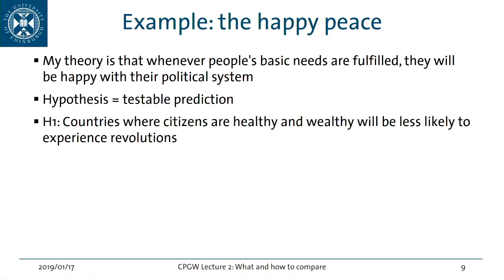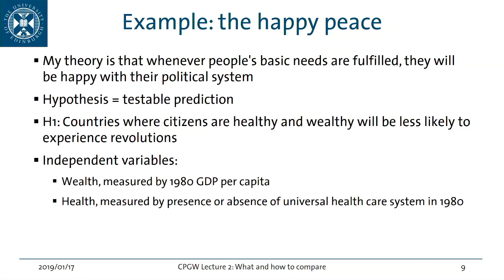And then on the other side, you see that I moved away from "they will be happy with their political system," and I tried to come up with something that's a little more stark. I said, well, those countries where citizens are more healthy and wealthy are less likely to experience catastrophic changes, meaning revolutions, instances where the entire system is overturned. So that is a testable hypothesis already, because now, of course, I can set about finding some variables for this and actually test it with real-life data.